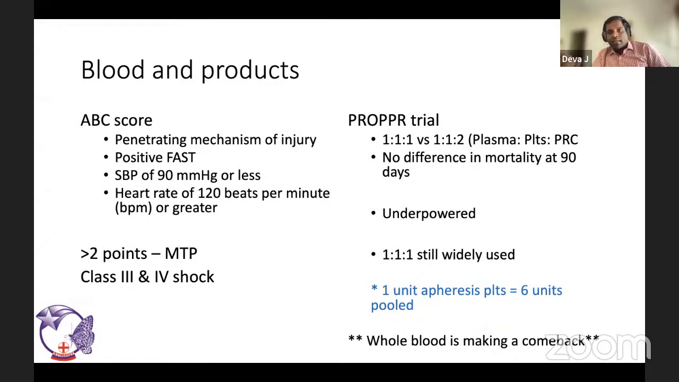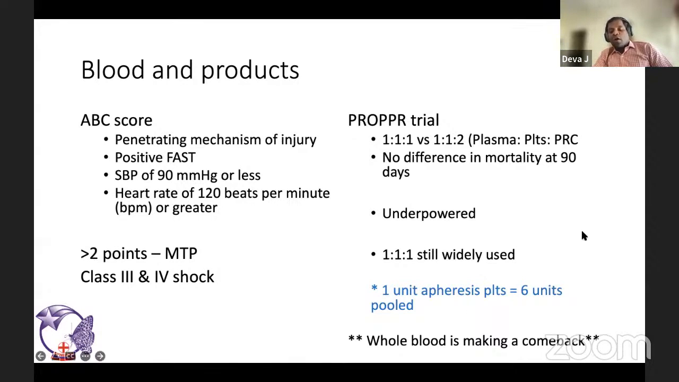Even the young boy that we resuscitated 3-4 days ago received 4 units blood, 4 units FFP, and 1 apheresis platelets. When I say 1 platelets, what I mean is single donor apheresis platelets, 1 unit. If you are using random, you have to remember that 1 unit of apheresis is equal to 6 units of pooled platelets. That's something that you must remember.